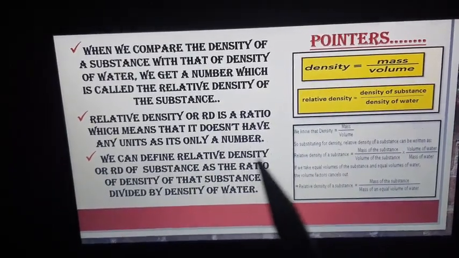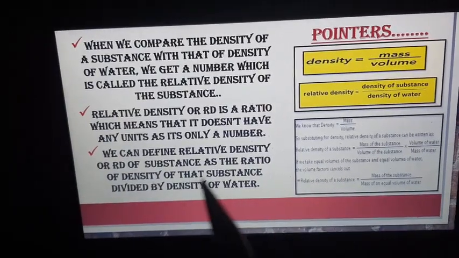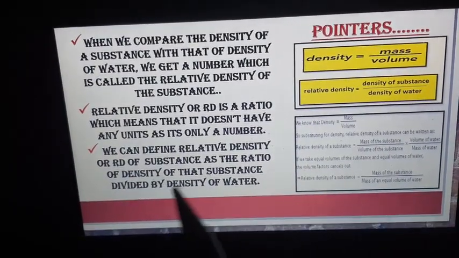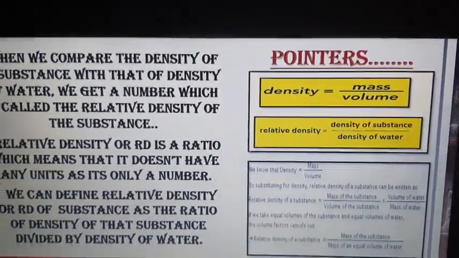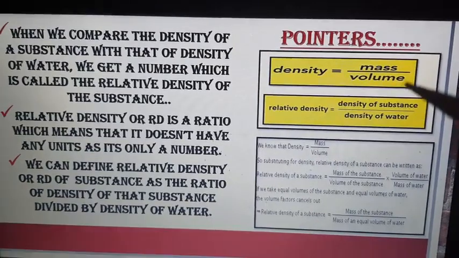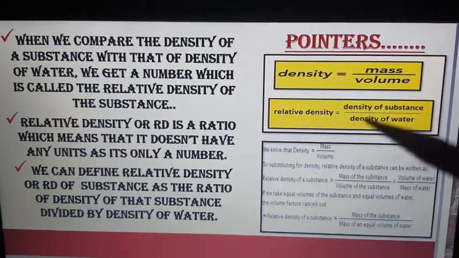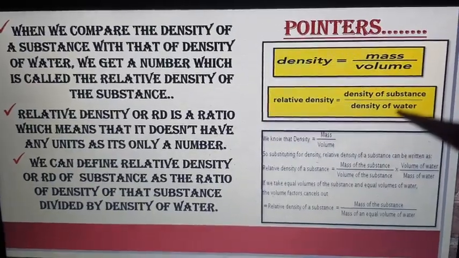We can define relative density or RD of a substance as the ratio of the density of that substance divided by the density of water. Now, if you look at the two images that I have put in over here, okay, everyone? It says in the first one, density is equal to mass by volume. As we just said, relative density is equal to the density of the substance divided by the density of the water.